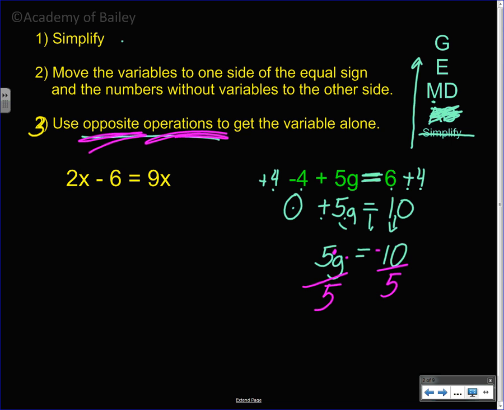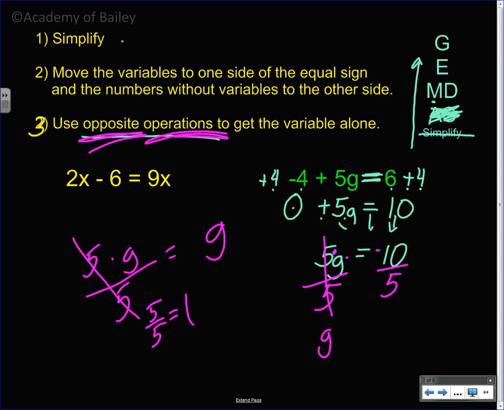So now we're working with 5 times g over top of 5. And if we were to have the fraction 5 over 5, what does that equal? Well, that equals 1. And a lot of times you'll just see me cancel those out, and we're going to cancel those out and write g, because what number is in front of that g? Do you see a number in front of g? You don't see a number, but you should know that there is a number there. That would be the invisible 1. The invisible 1 is in front of g.